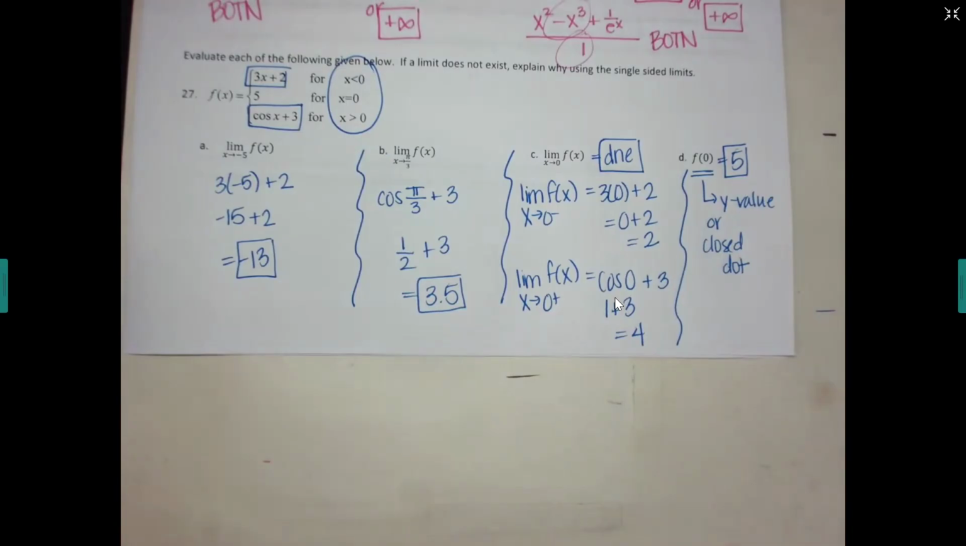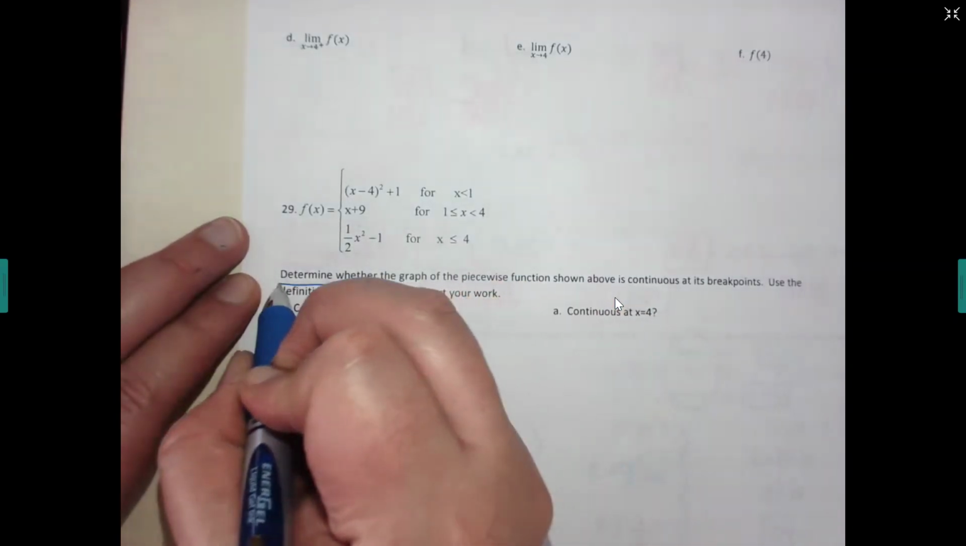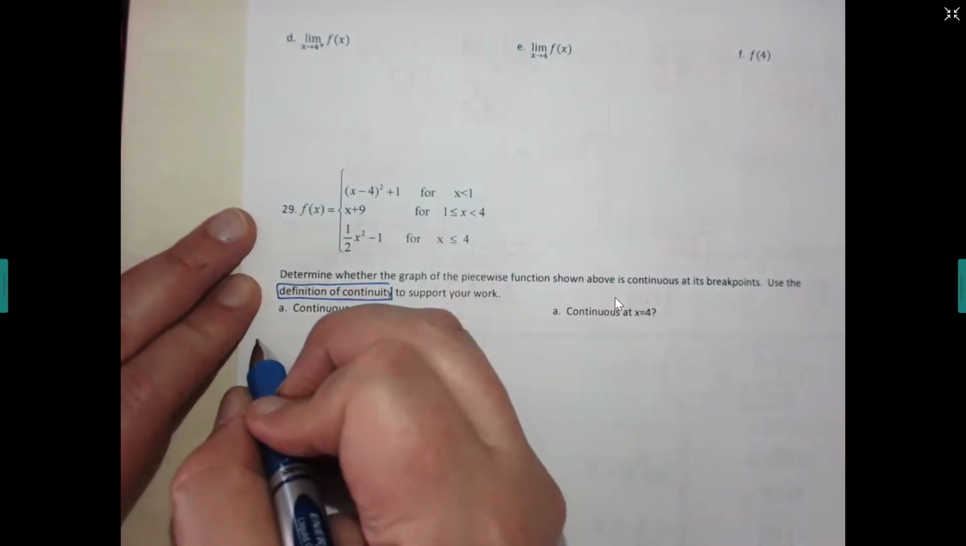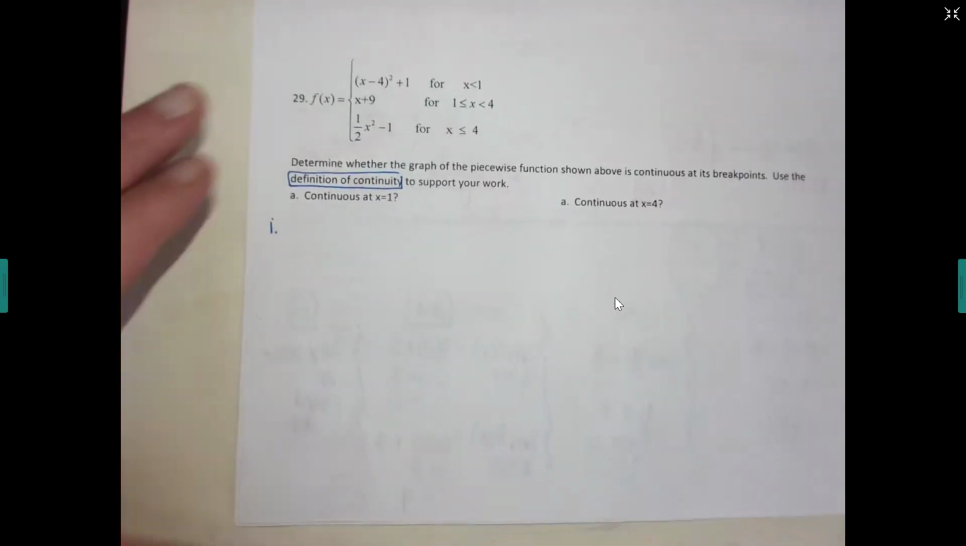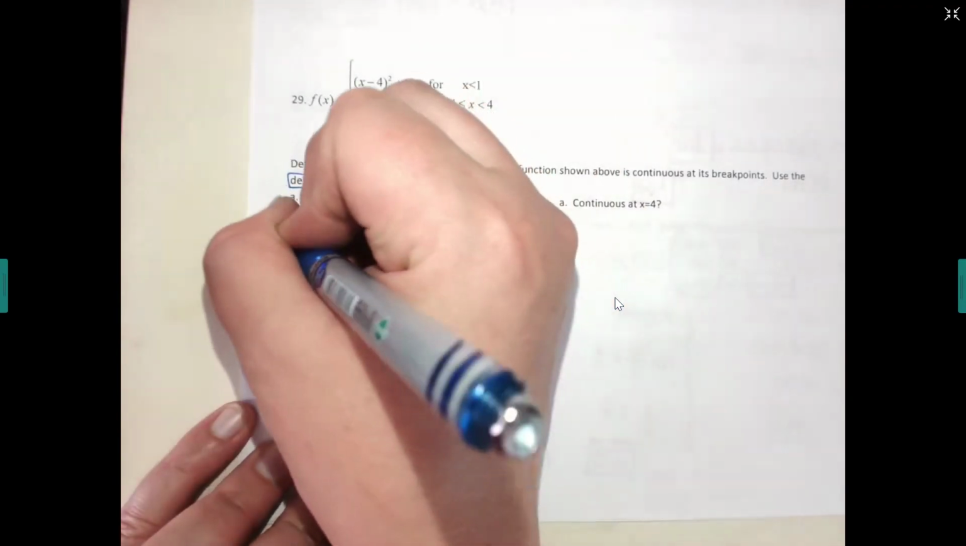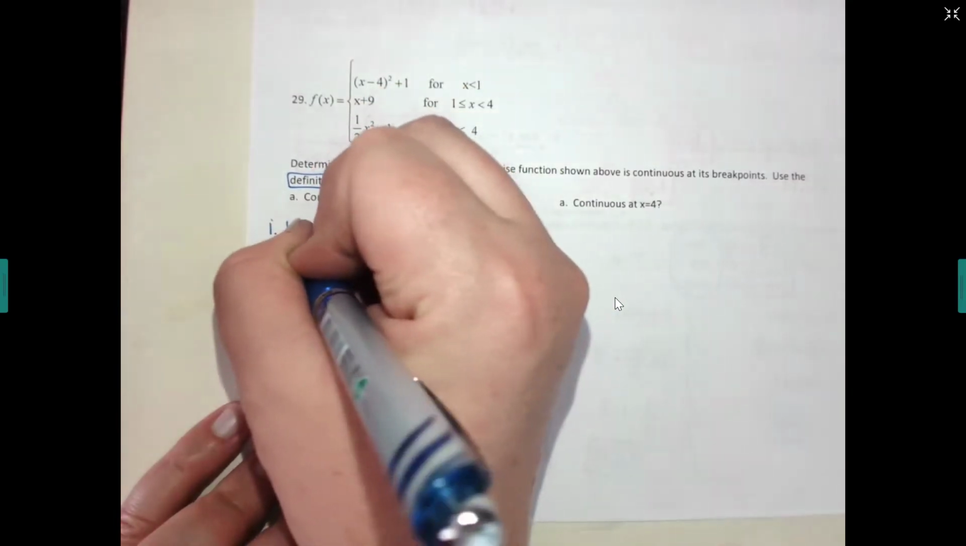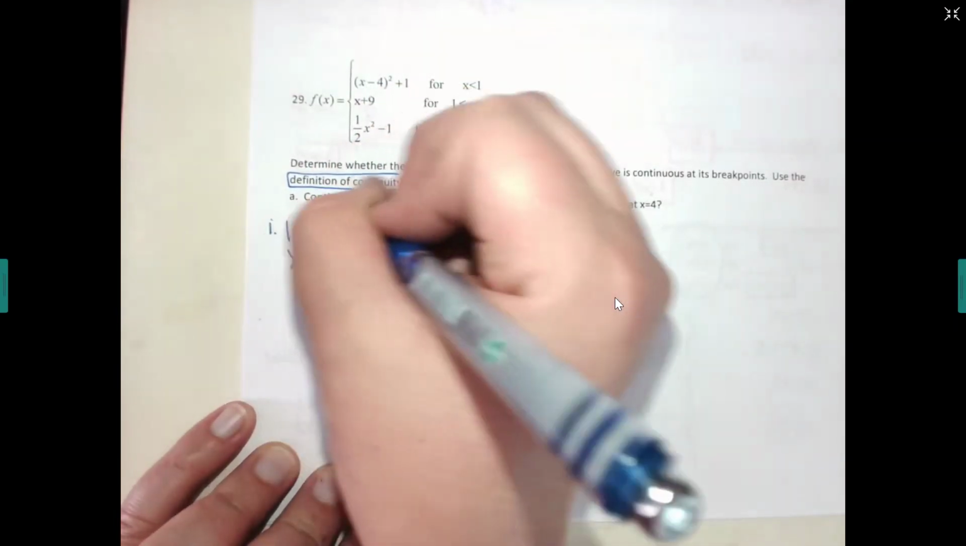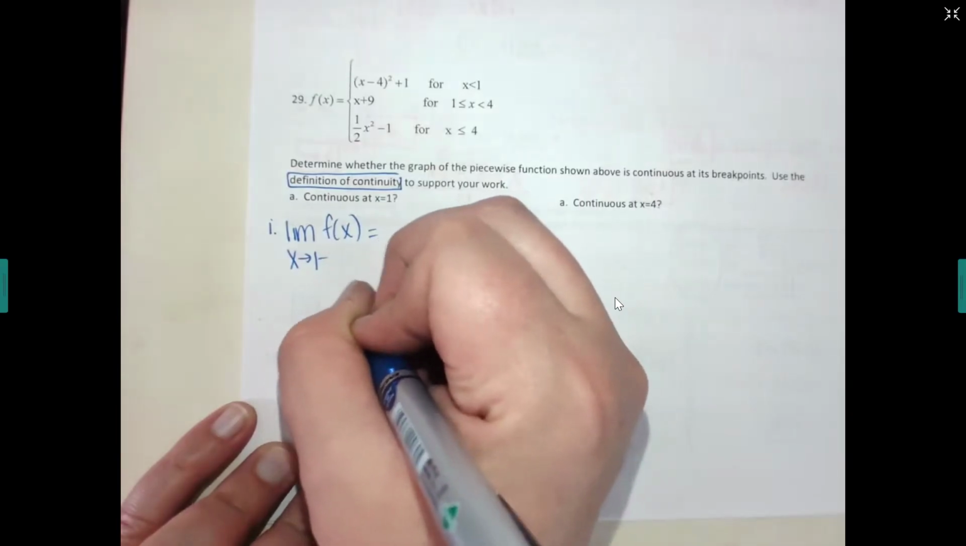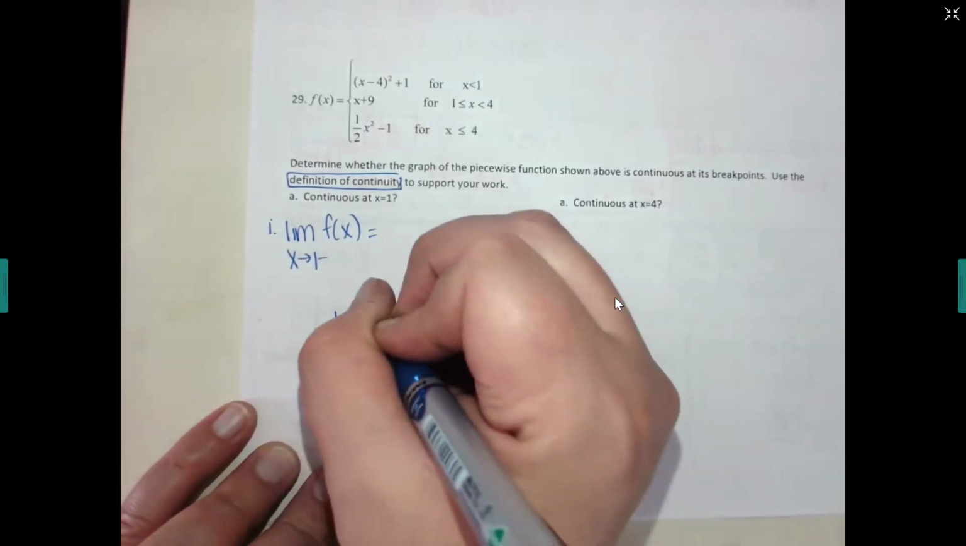We'll do maybe 2 more questions. Let's try 29. Let's do A. You are asked to determine whether it's continuous and use the definition of continuity. So, label part I. Condition number 1 for it to be continuous is that the left and right side limits have to be the same. So, I'm going to write out lim, x approaches 1 from the left. Then lim, x approaches 1 from the right.